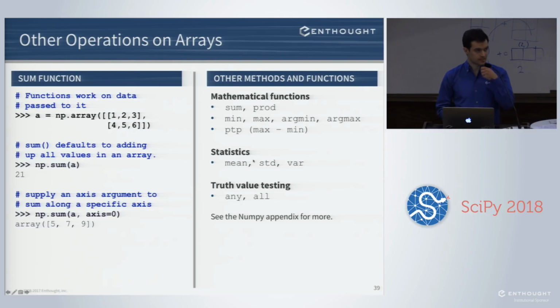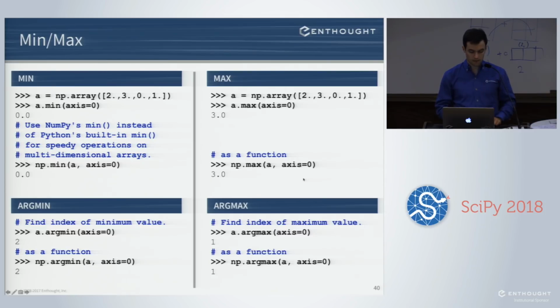PTP is peak to peak, the extent, so it's the difference between the max of the array and the min of the array. Speaking of max and min, I will cover that briefly because they're a little bit special. They work together, basically. Min and max return the min or the max of the array, either for the entire array or for a given row or column or along a given axis. But they don't tell you where that min or that max is. Argmin and argmax are the two other functions you need to use in order to find the position of that minimum or maximum. And again, both of them exist as a method on the array and as a function.